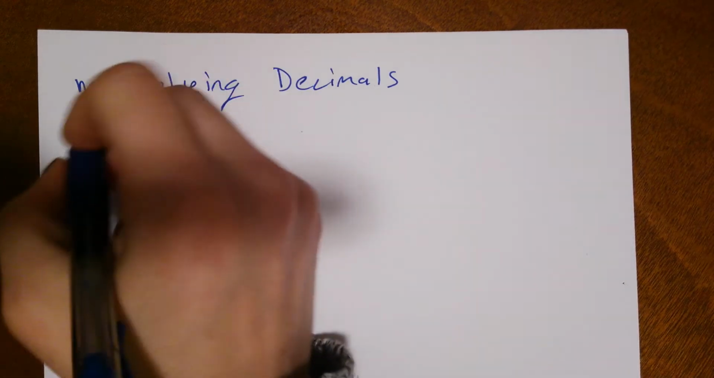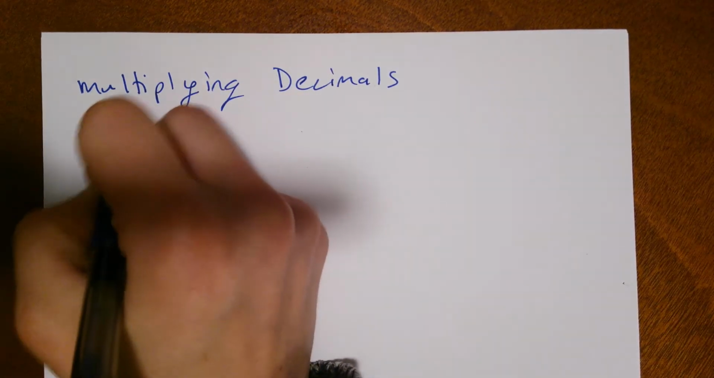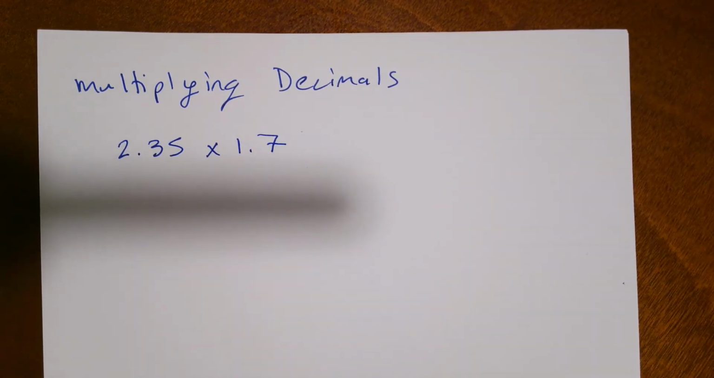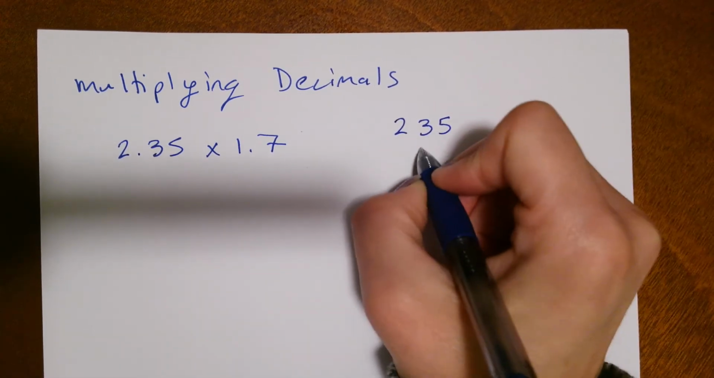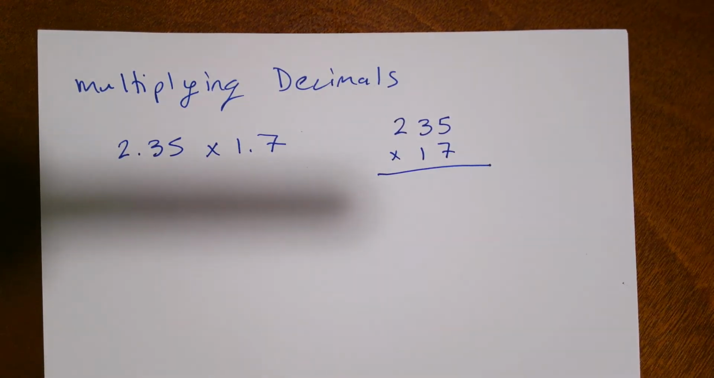So if you think of the algorithm, let's do an example real quick. Let's say I want to do 2.35 times 1.7. So the algorithm for multiplying decimals tells me just disregard the decimal point for right now. I'm looking at 235 times 17 essentially. And I'm going to multiply this. We've done this several times.